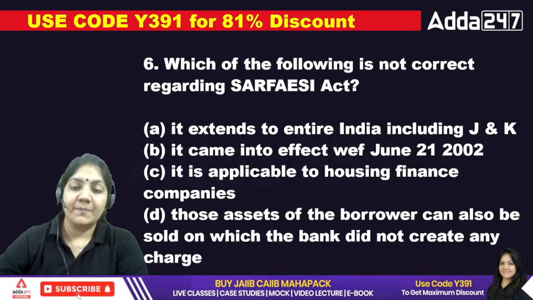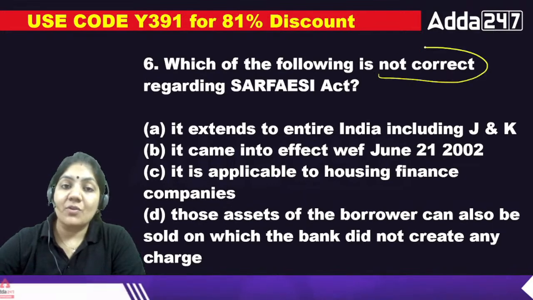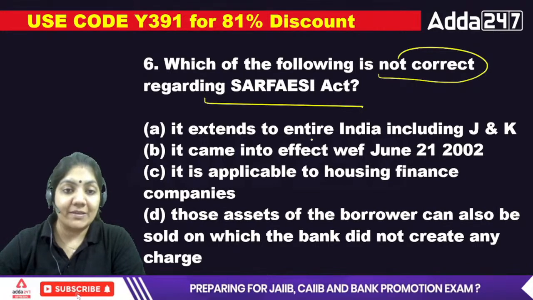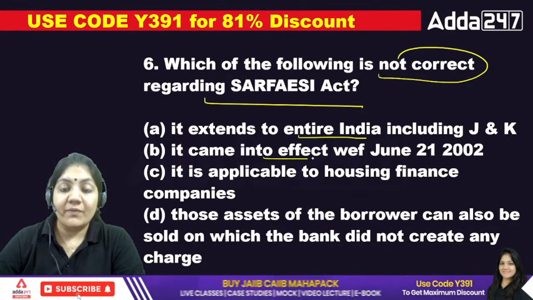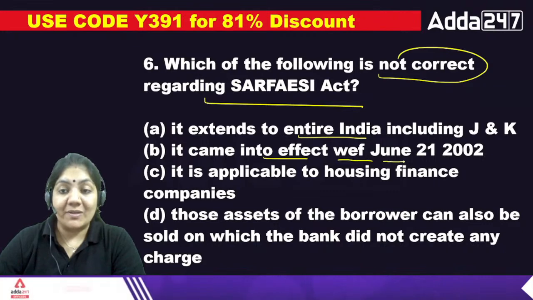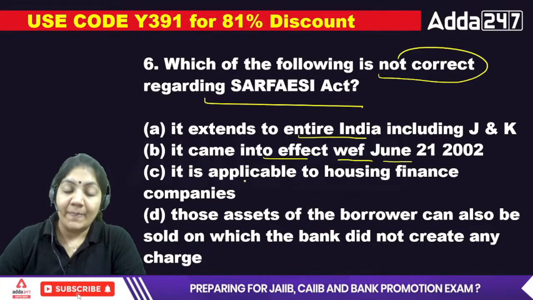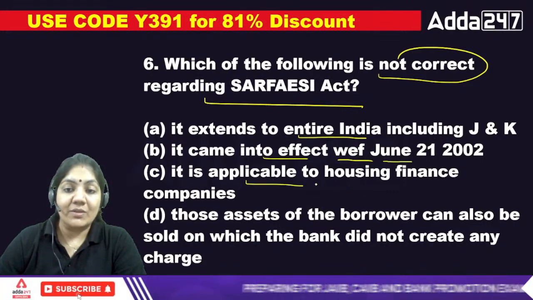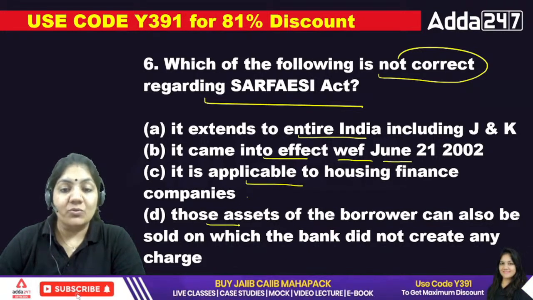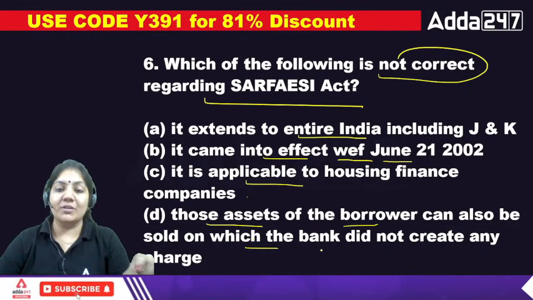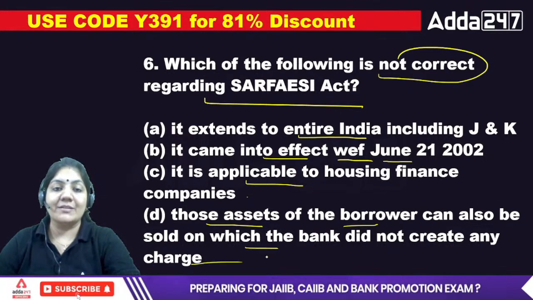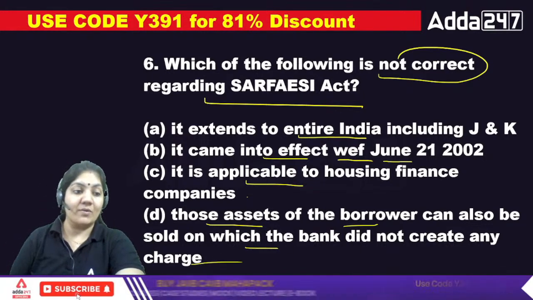Okay, next. Which of the following is not correct regarding the SARFAESI Act? Number one, it extends to the entire India, including Jammu and Kashmir. Number two, it came into effect from 21 June 2002. Number three, it is applicable to housing finance companies, and those assets of the borrower can also be sold on which the bank did not create any charge. So which of the following is the right one? Sixth one.